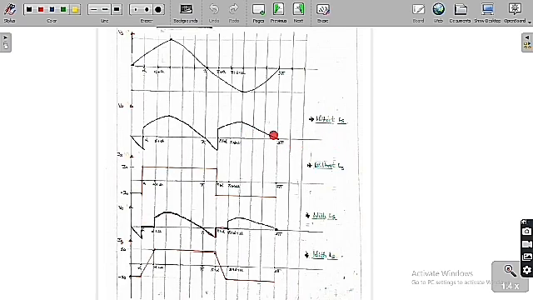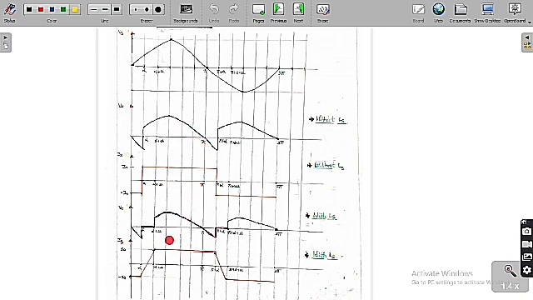If you want to find the average value of this graph, it is 2 Vm by pi into cos alpha. So 2 Vm by pi into cos alpha is the average value of this graph. Now I want to find the source current. I've already told you, when T1, T2 are conducting, the source current is equal to the load current. So from alpha to pi plus alpha, the source current is equal to the load current. Whereas from pi plus alpha to 2 pi plus alpha, T3, T4 are conducting, so the source current is the negative of the load current. So this is the graph we are going to get for the output voltage and also the source current.